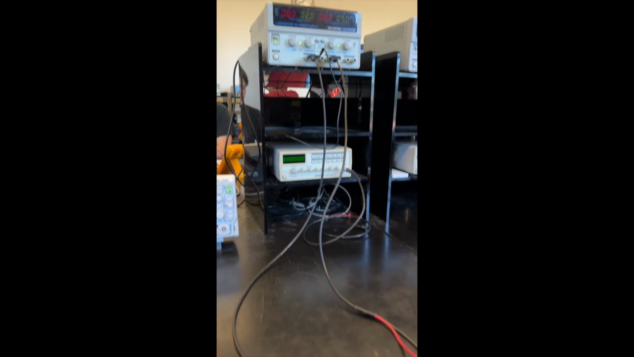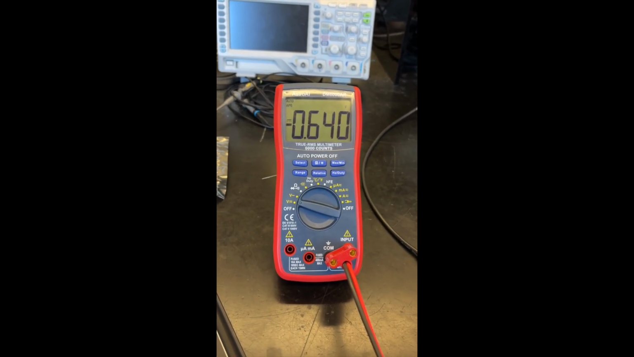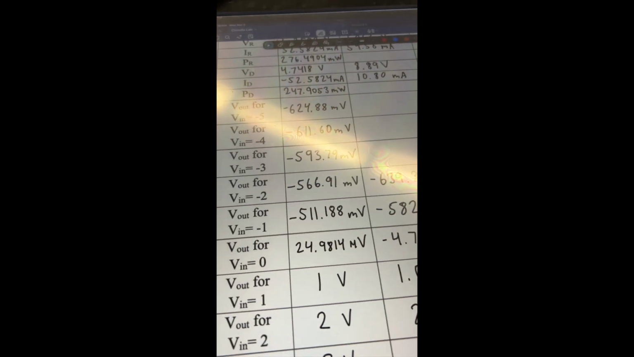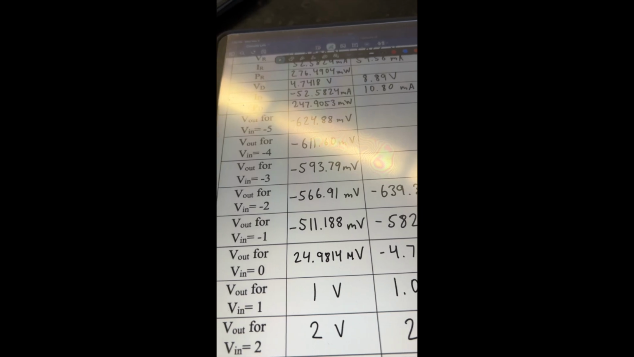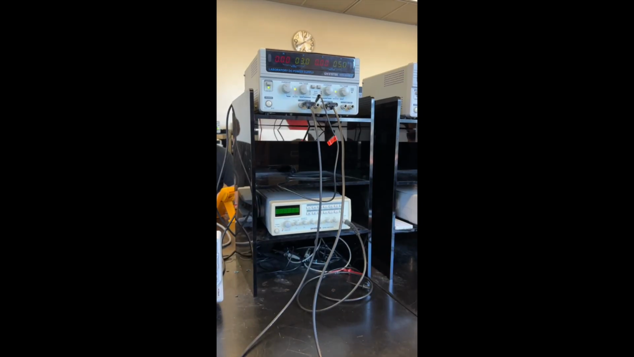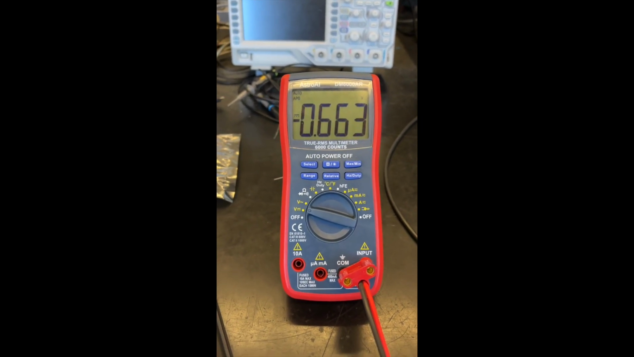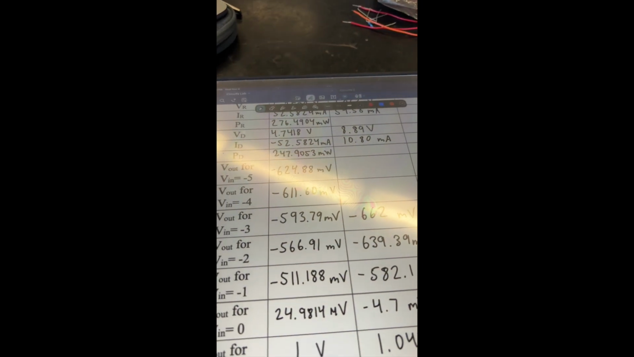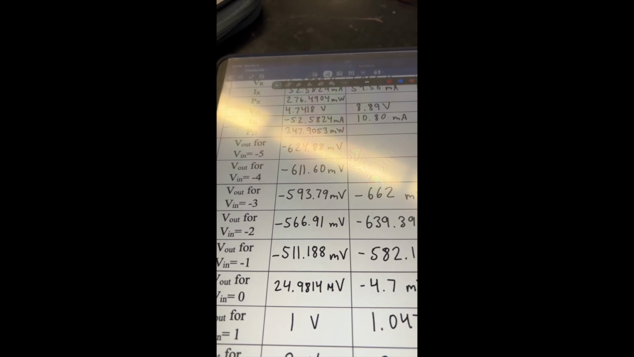Now for a negative 2 VIN to my circuit, I'm measuring a V out of negative 639 millivolts. And my simulation told me that it would be about negative 566.9 millivolts. Now for a VIN of negative 3 volts to my circuit, I'm getting a V out of negative 663 millivolts. And my simulation gave me a V out of negative 593 millivolts.